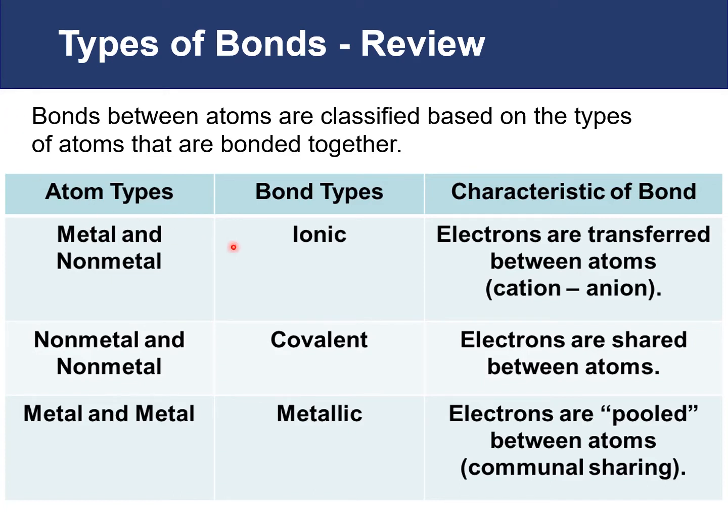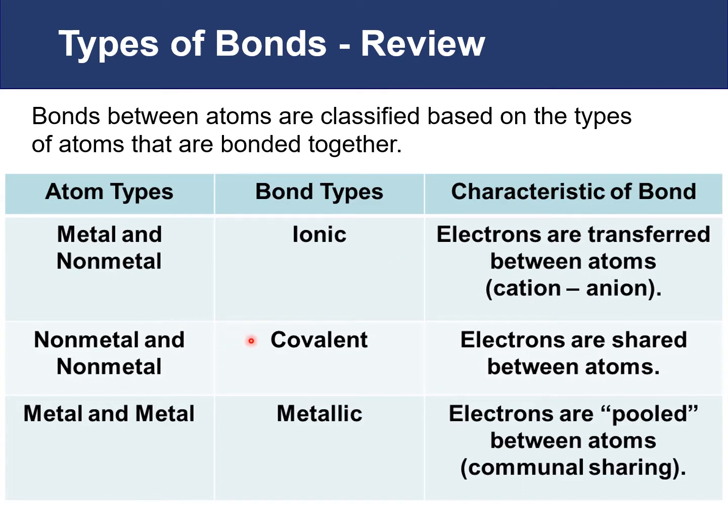We can have ionic bonds. Those occur typically between a metal and a nonmetal. And in these bonds, an electron is transferred between the two atoms in a chemical bond. The cation will give up an electron to the anion.